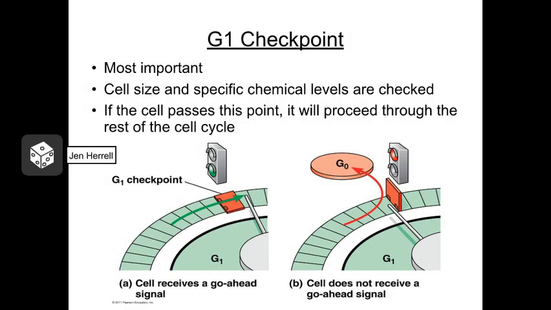Of the checkpoints, the G1 checkpoint is actually the most important. And that's because this is the point at which the cell decides whether it's going to go on and divide and reproduce or not. The G1 checkpoint occurs at the very end of gap 1, the G1 phase, and it's at this point that the cell looks at its chemical levels and kind of makes a decision as to whether it will go on into S and G2 and divide, or whether it's not going to divide. If it's not going to divide, it will be diverted into another phase of the cell cycle known as G0.